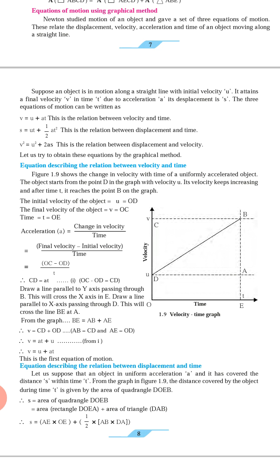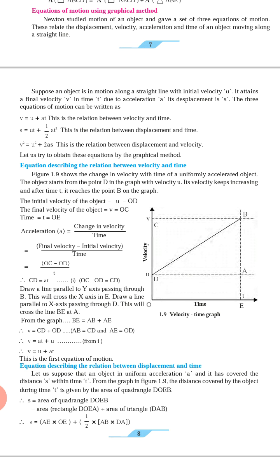Okay, let's go for first equation. Equation describing relation between velocity and time. First equation, v = u + at. This equation describes the relation between velocity and time. There is one graph given over here, velocity time graph. This figure shows change in velocity with time of uniformly accelerated object.